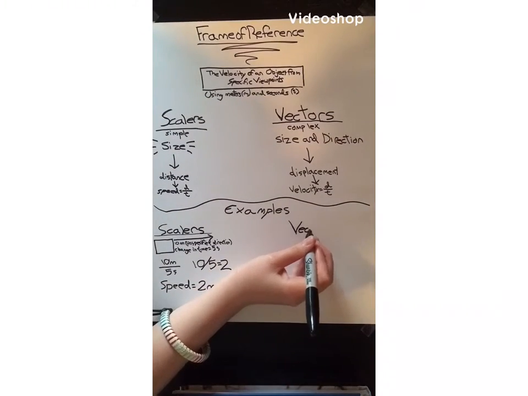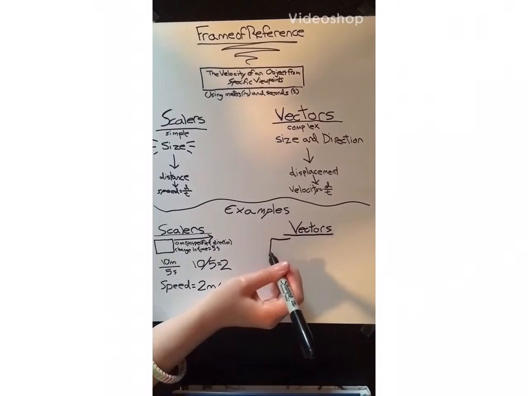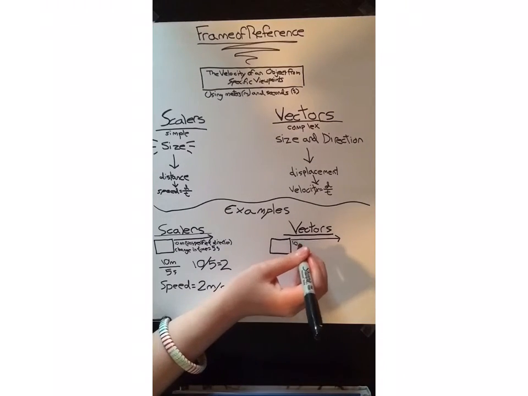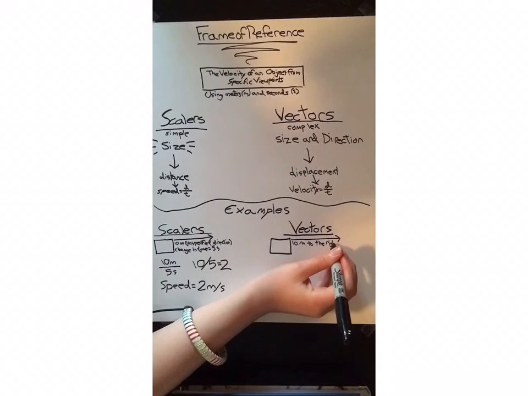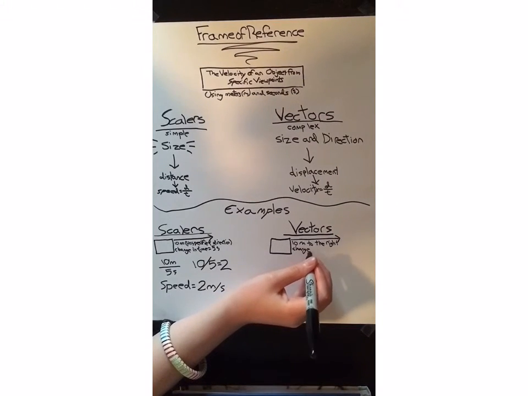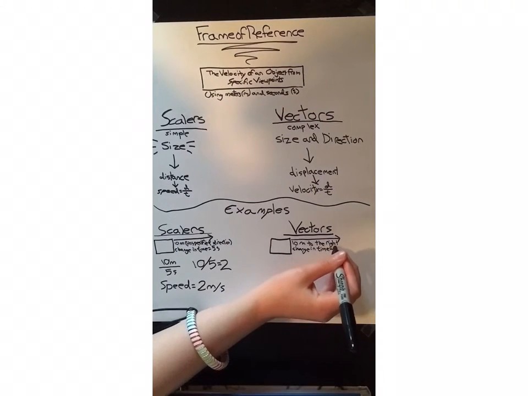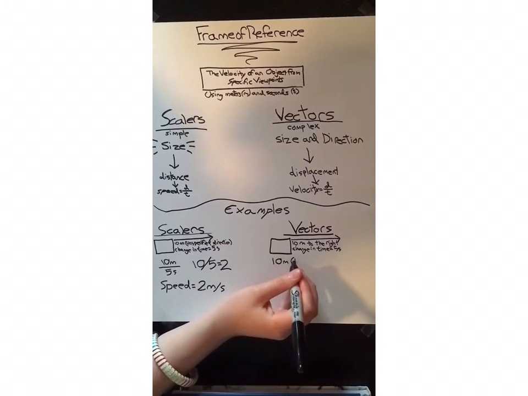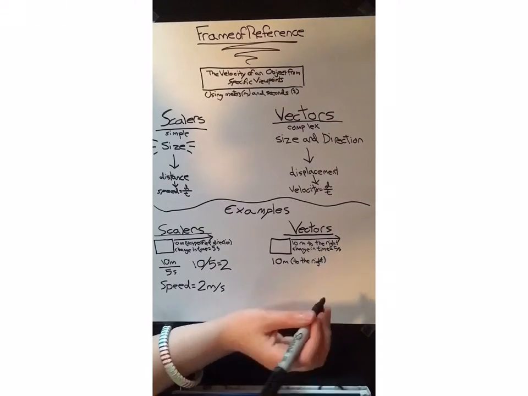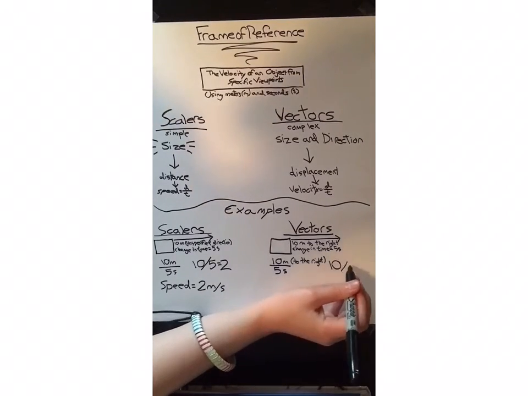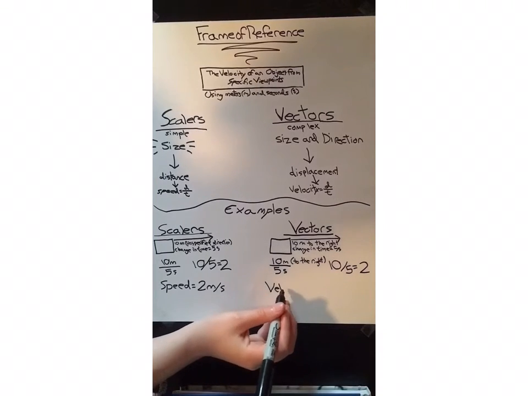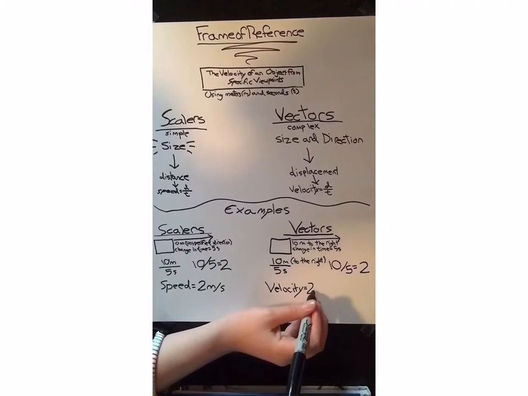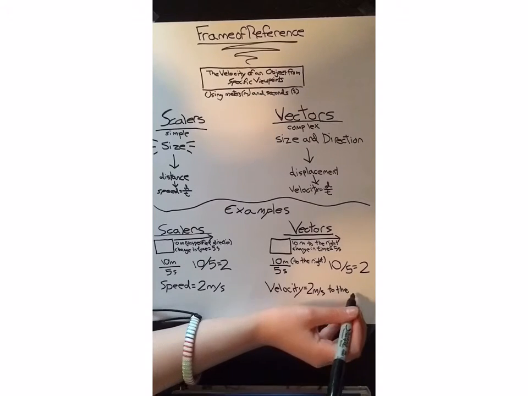Next we have vectors. A box is moved 10 meters to the right with a change in time of 5 seconds. So we have 10 meters to the right over 5 seconds. Since 10 divided by 5 equals 2, our velocity is 2 meters per second to the right.